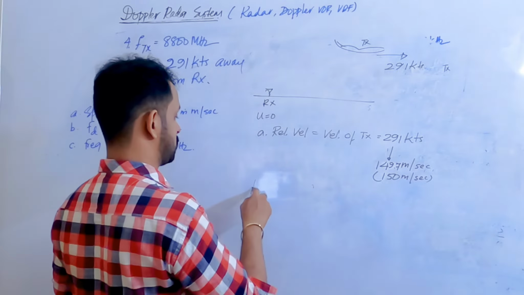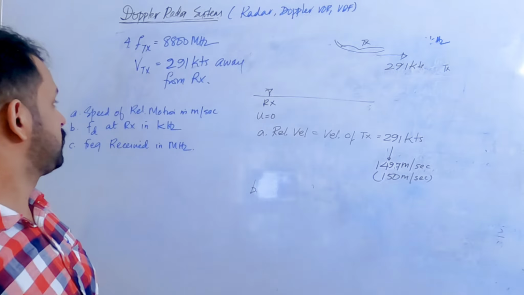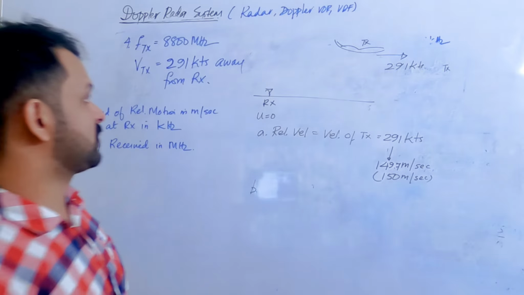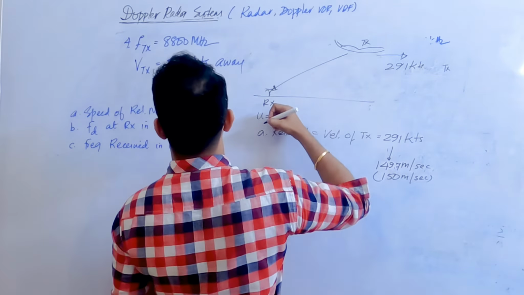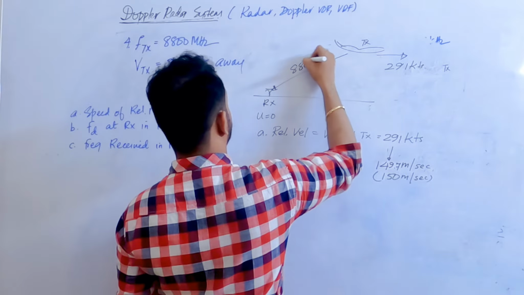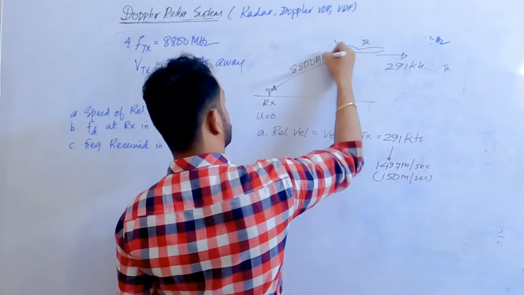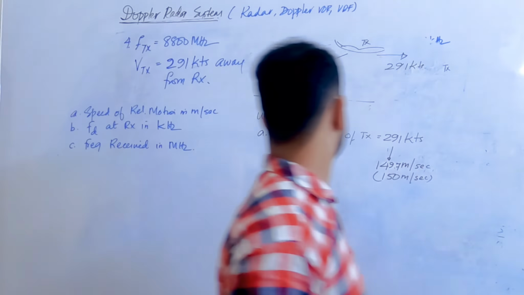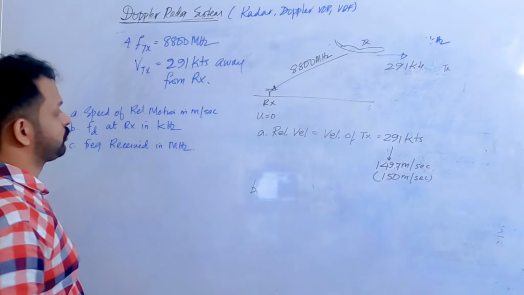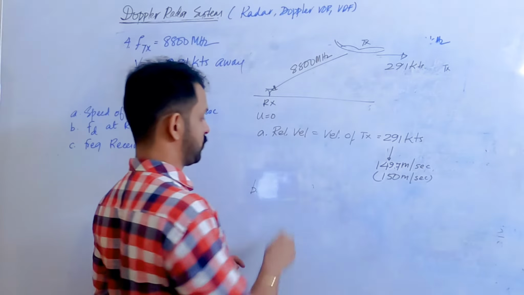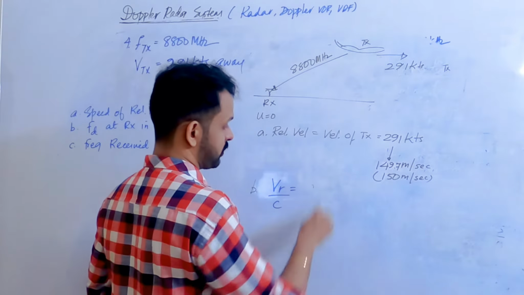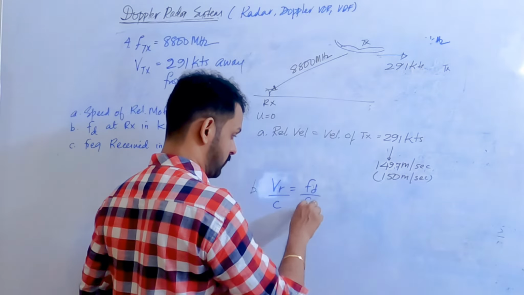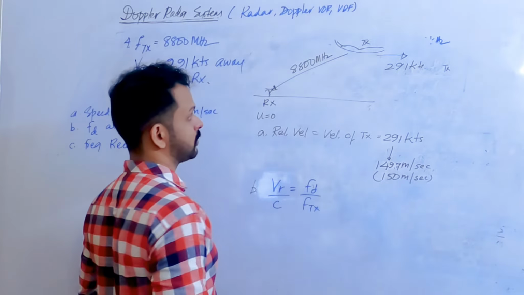Perfect. The next one asks to find the frequency shift at the receiver. The aircraft is transmitting towards the receiver, and the transmission frequency is 8800 megahertz. What is the frequency shift at the receiver in kilohertz? You can use the basic equation: relative velocity divided by speed of light is equal to frequency shift divided by frequency of transmission.